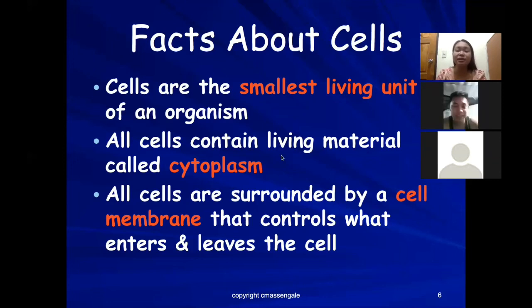It contains living material. We call it cytoplasm. So inside the cytoplasm are living cell parts surrounded by a membrane. That's why we call it the cell membrane. And this membrane is very important because it controls what enters and leaves the cell. No? So any foreign material that invades the cell is screened out by the membrane. And you will know more about the cell parts, the cell membrane, and different parts as we go on to the next topic.